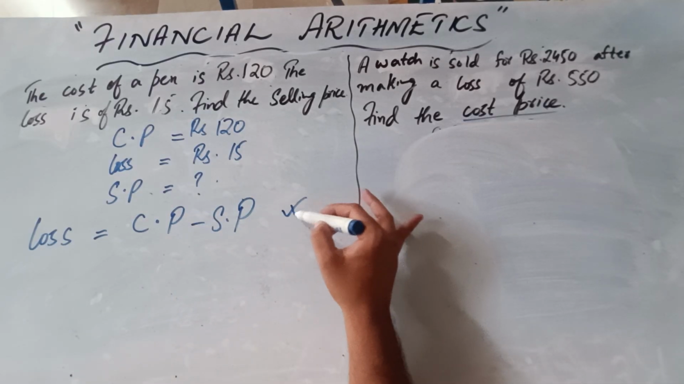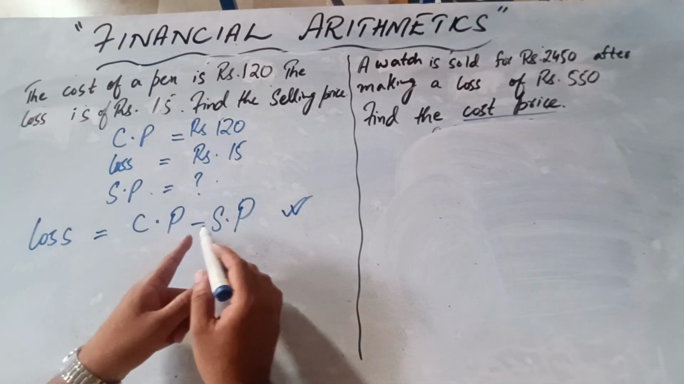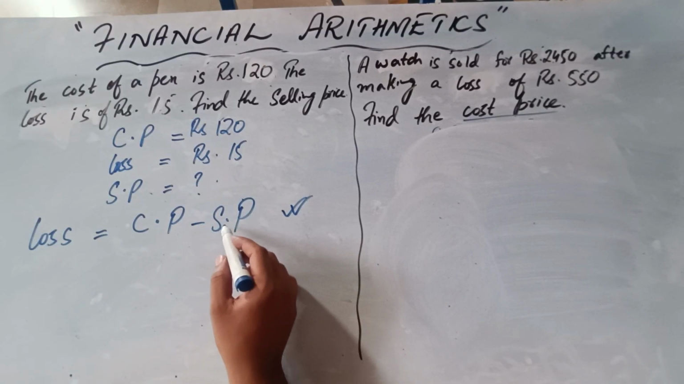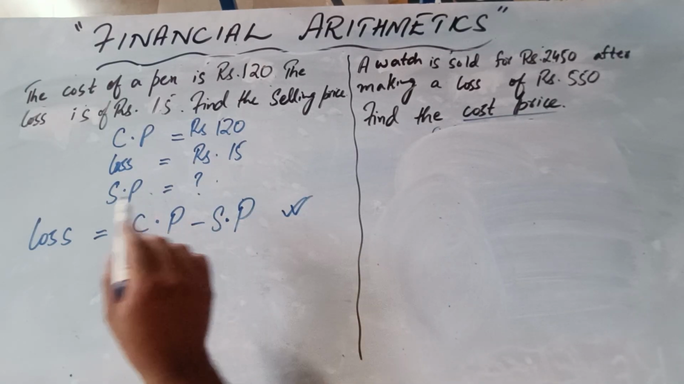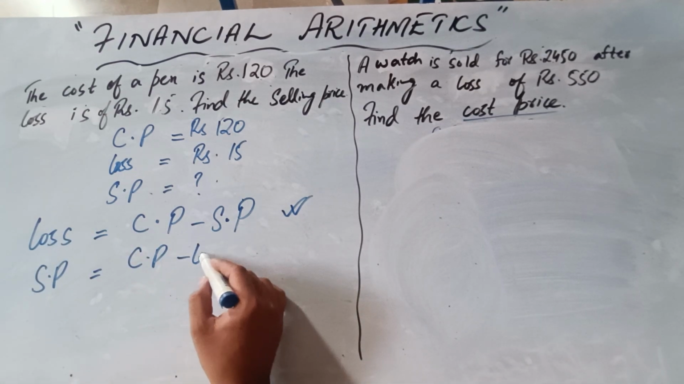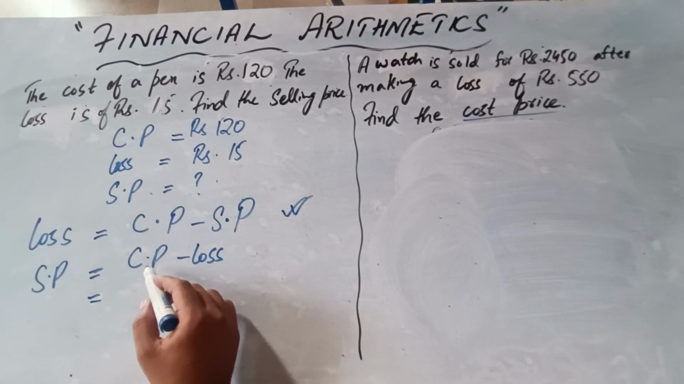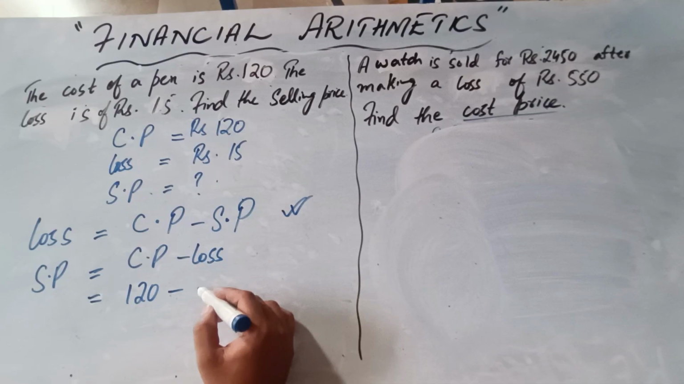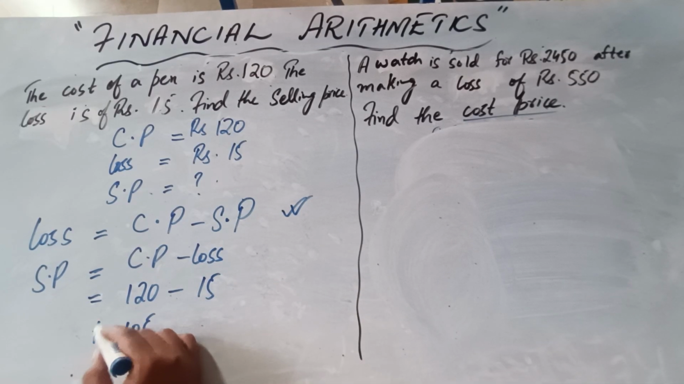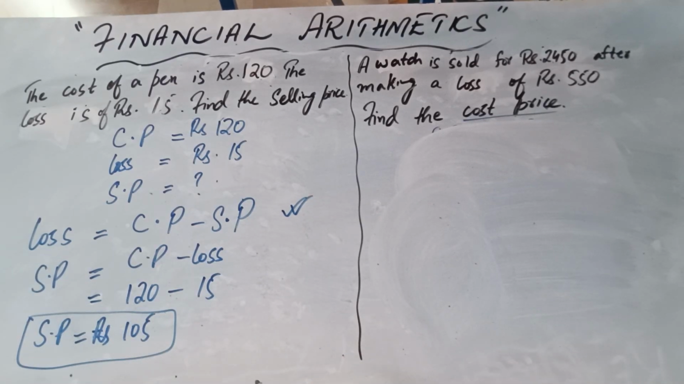If you understand and learn this formula, it is a very simple concept. If the cost price is more and the selling price is less, you will suffer a loss. Now we need to find SP. It should be positive, so it goes over there and we bring loss over here. We reshuffle the formula this way: cost price minus loss. Loss is rupees 15, so selling price is rupees 105. This is how we can find the unknown quantity in a problem.